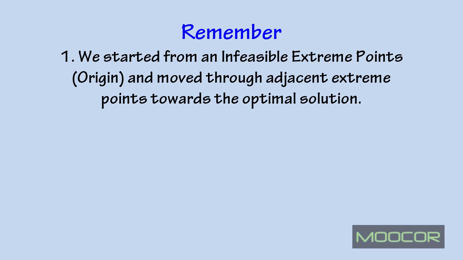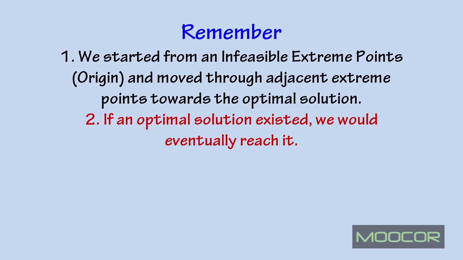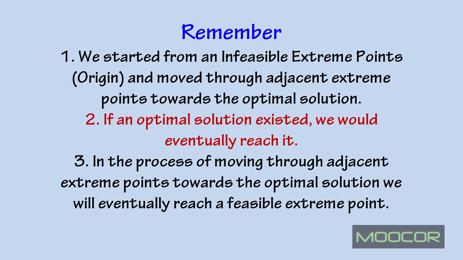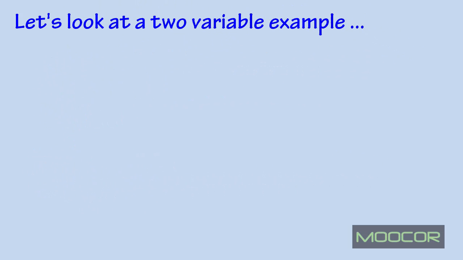Remember, we started from an infeasible extreme point, which was the origin, and moved through the adjacent extreme points toward the optimal solution. If an optimal solution existed, we would eventually reach it. In that process of moving toward adjacent extreme points, we will eventually reach a feasible extreme point.